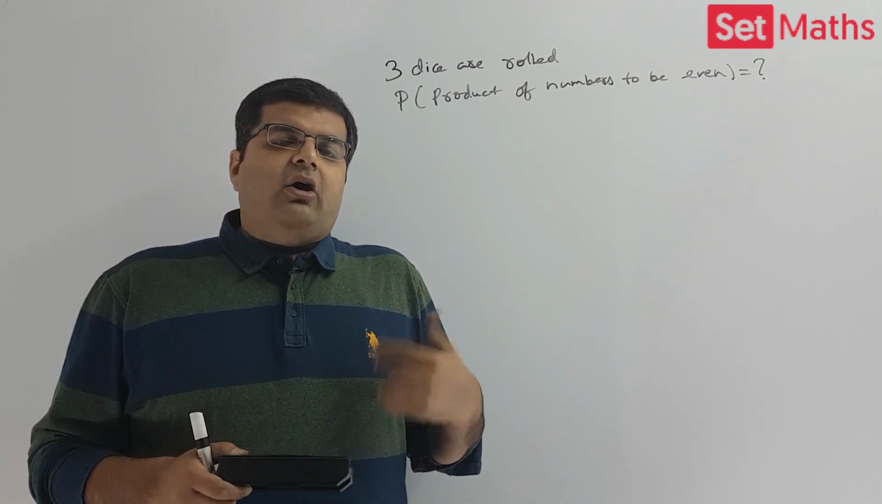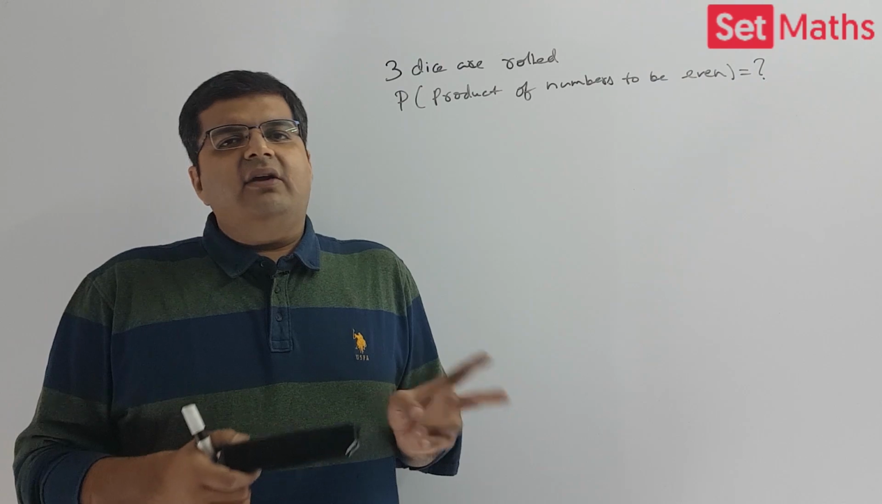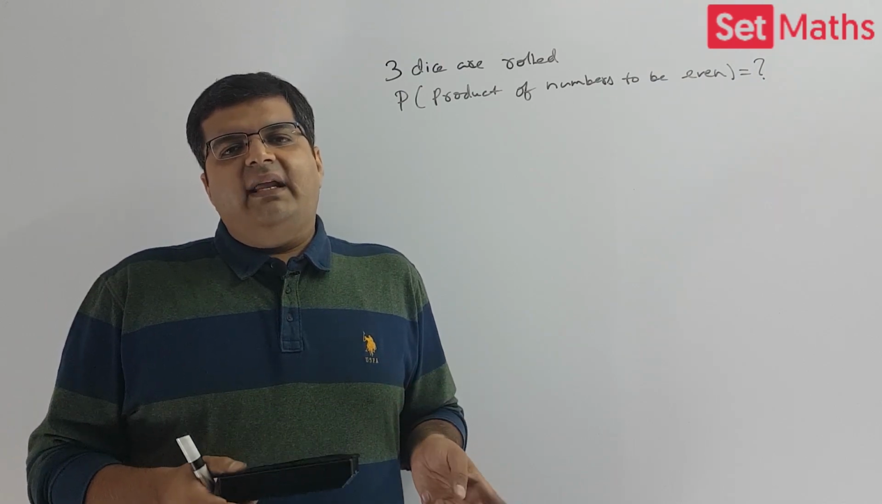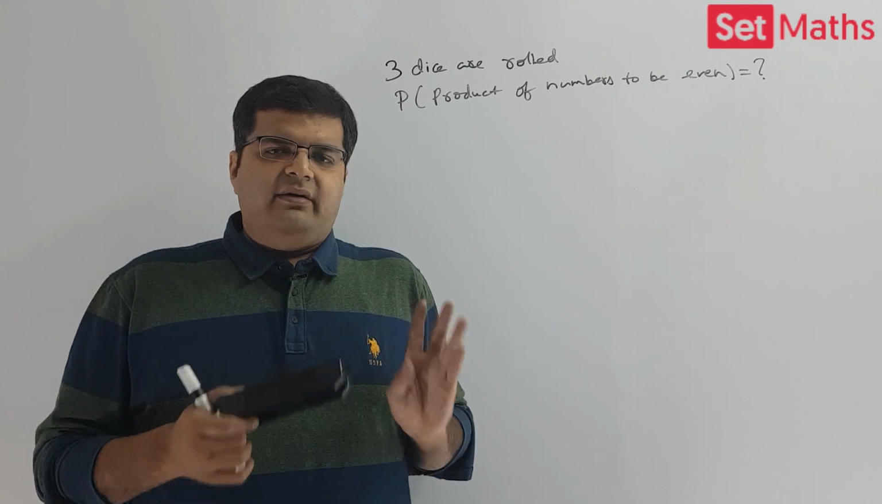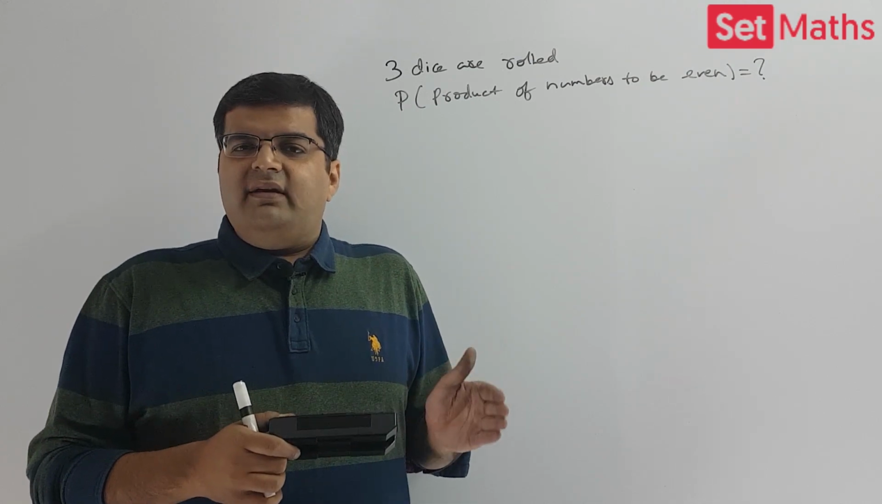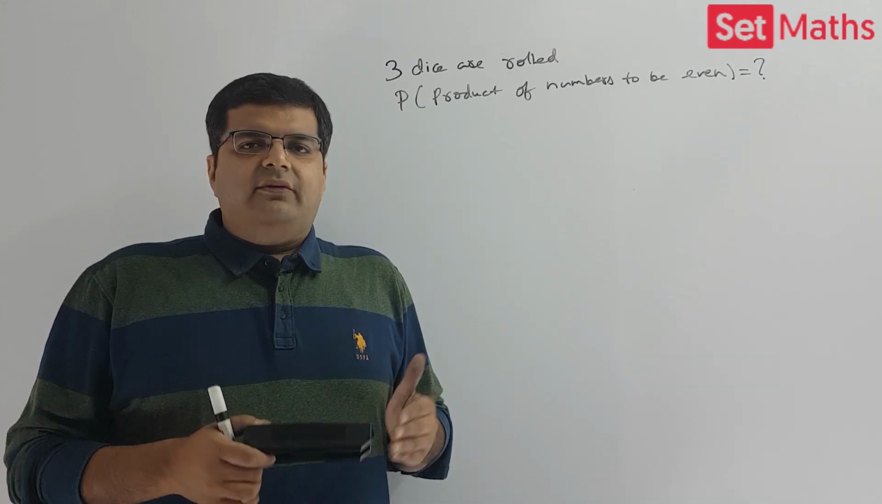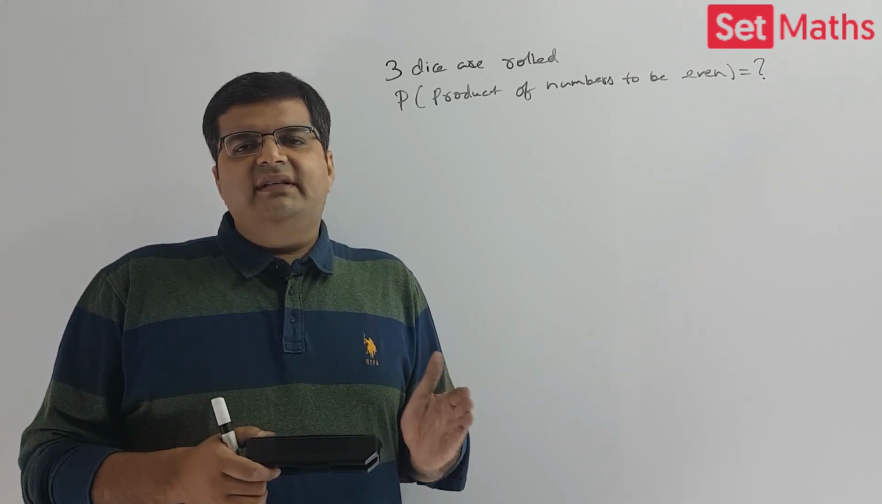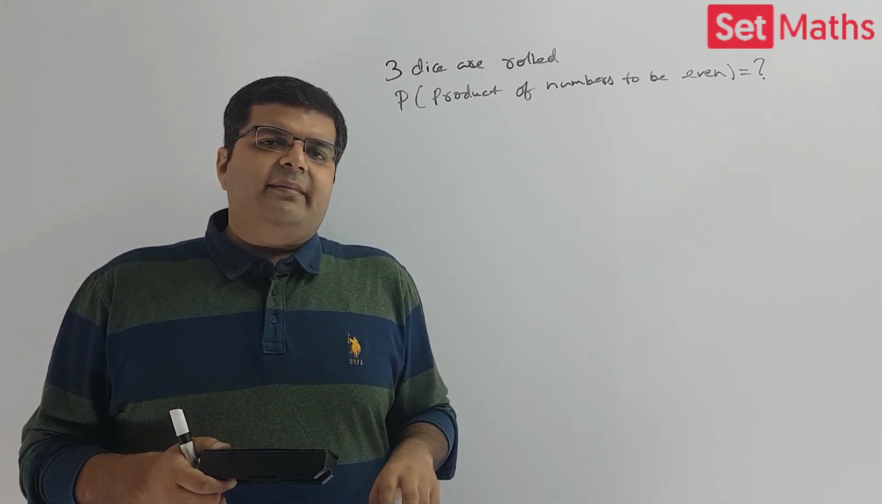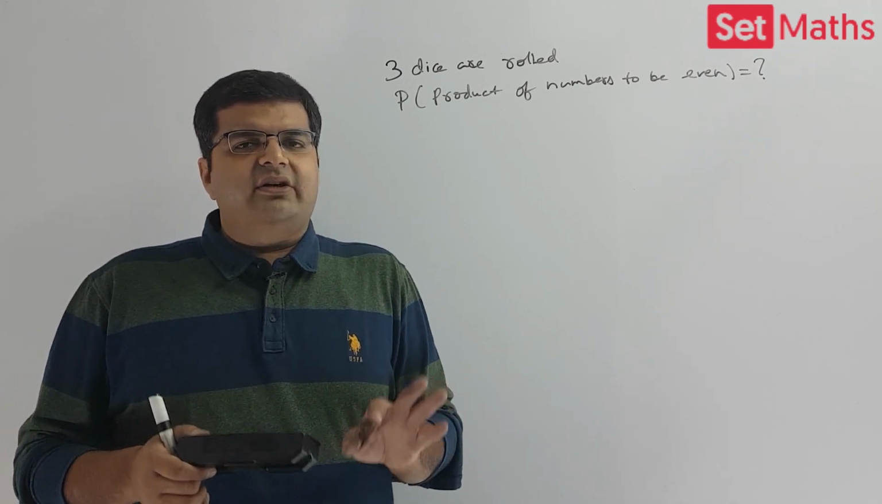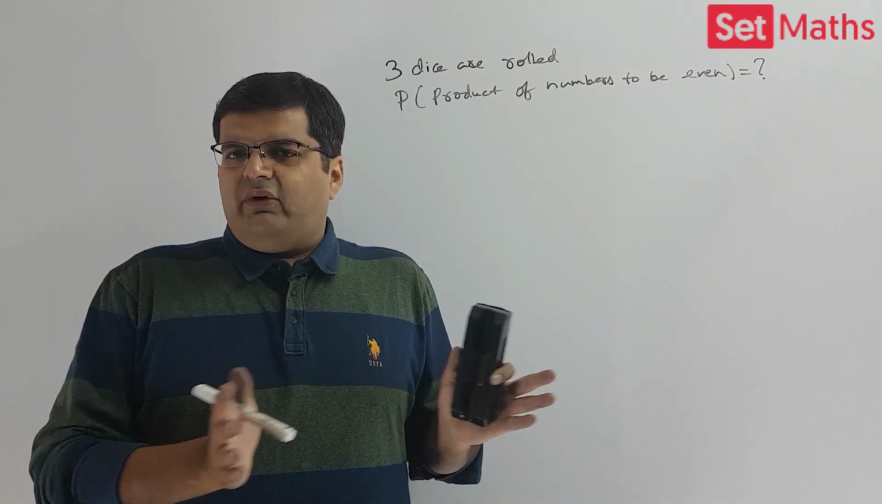All right. Also, if two of them are even, then also the product is even. And finally, if all three of them are even, then also the product will be even. So for even, we are getting 3 cases. The first case is exactly one of these numbers is even. The second case is exactly 2 of them are even, and the third case is all 3 of them are even. So there are 3 cases for even.